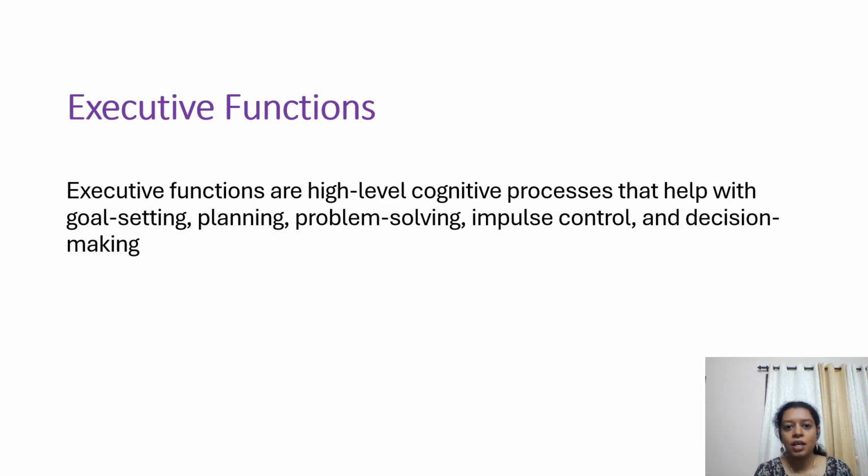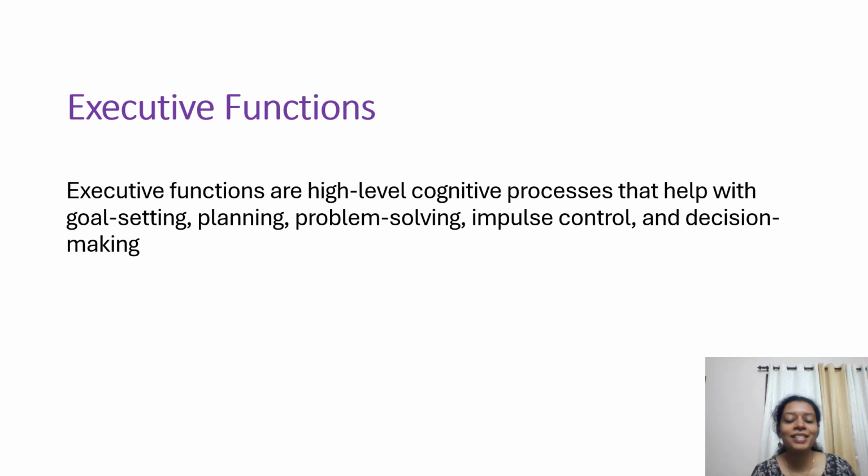So let's move to the other one, executive functions. These are our brain's management skills. It is a higher level cognitive process that helps with goal setting, planning, problem solving, impulse control, and decision making. It's the ability that helps us plan, focus, remember the instructions, and do multiple tasks. It's like having a personal manager in our brain.